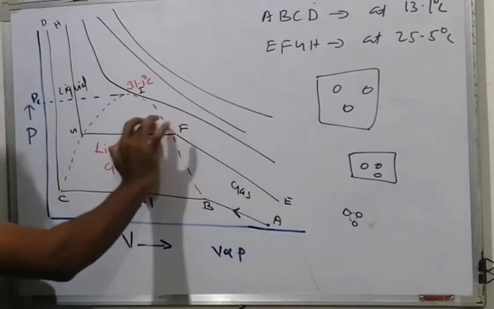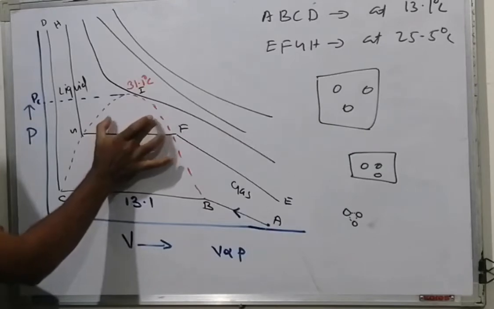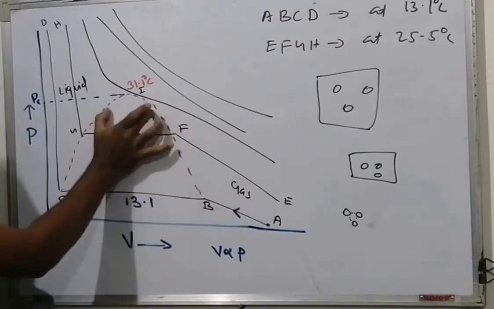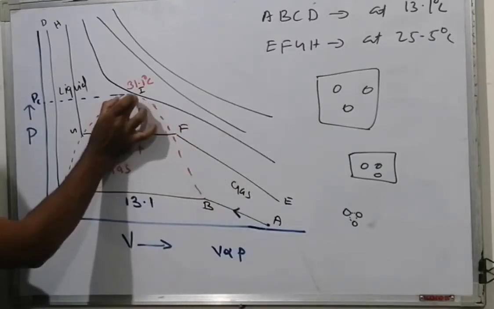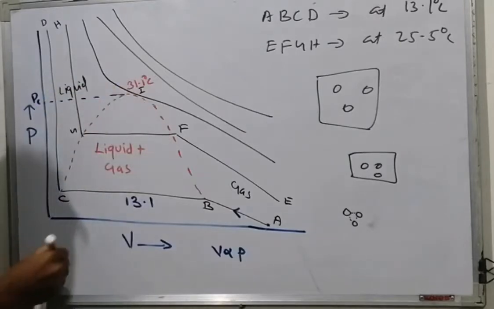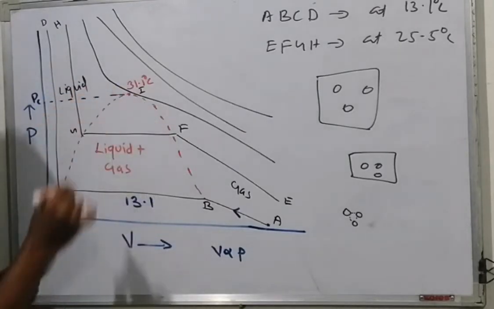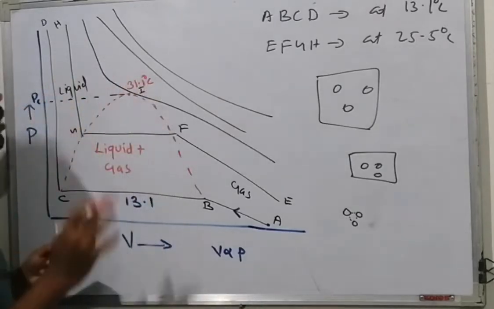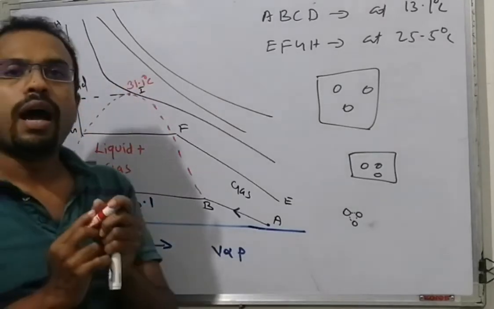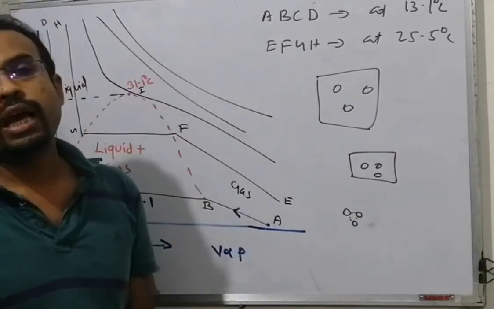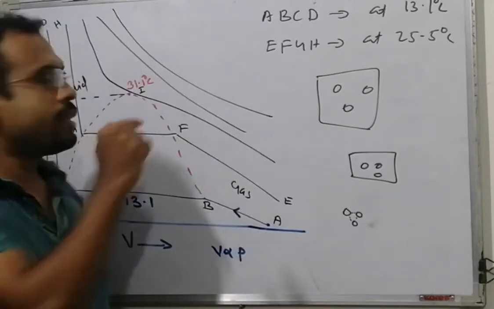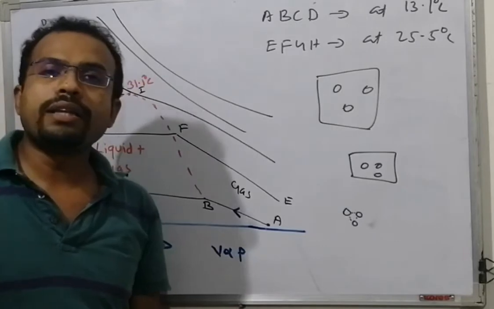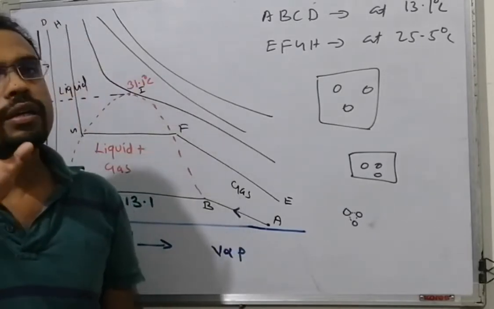Now if you draw a graph here, again the length reduced. If you draw a graph here, again the length reduced, and again, and again. You know, at this point, that happened at 31.1 degrees centigrade. At a particular point, at this temperature, all gases are converted to liquid at a single point.